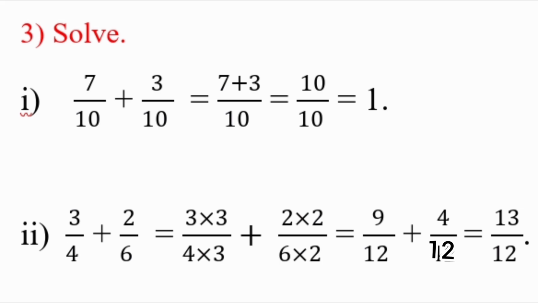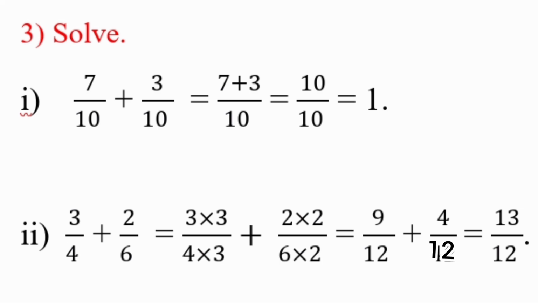Third question, solve. Here some sums are given, plus and minus, addition and subtraction. The first one is 7 by 10 plus 3 by 10. As the denominator is same, we can easily add the numerators. 7 plus 3 is equal to 10. 10 by 10 means answer is 1.